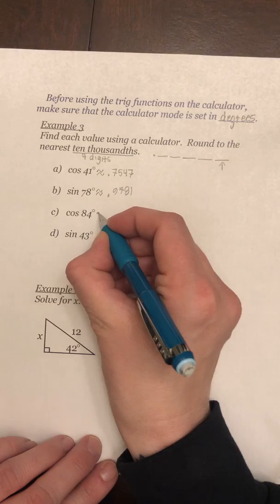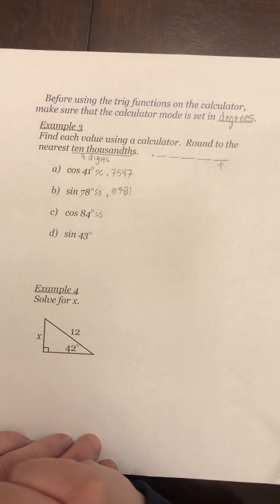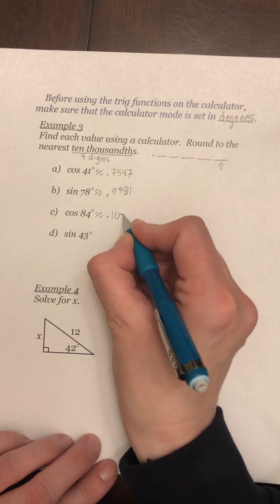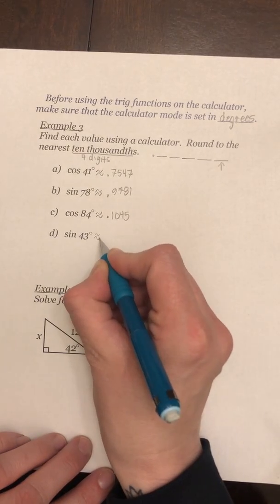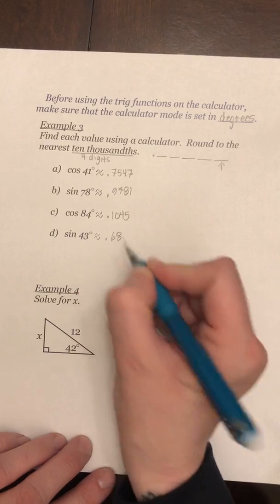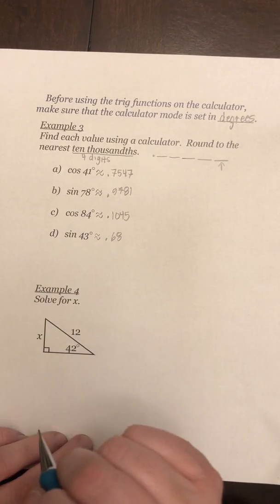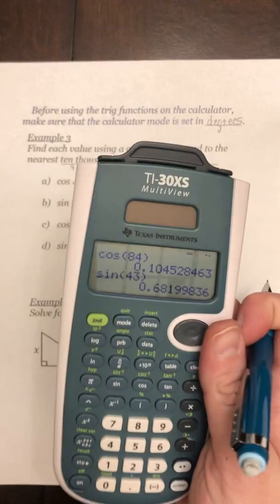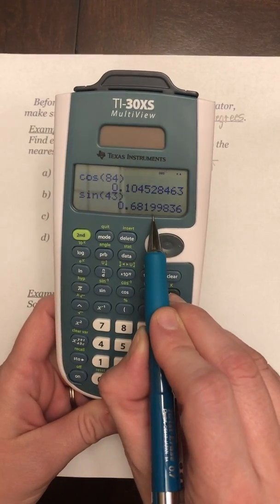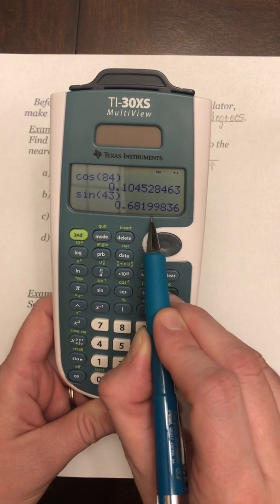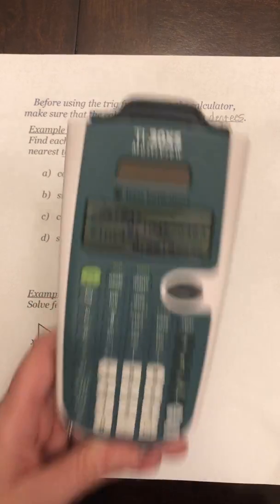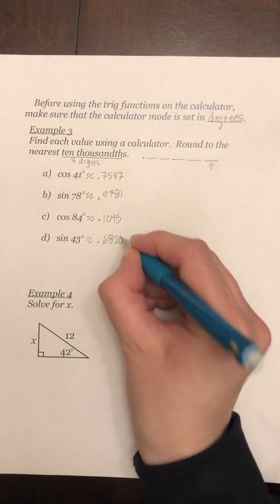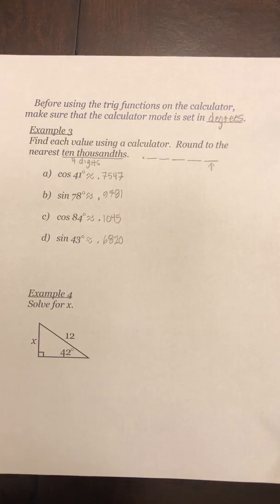All right, let's do cosine of 84. Again, you're just punching it in. We're going to use the approximate symbol, and I am getting 0.1045. And last one, we're going to do sine of 43 degrees, and I'm getting 0.68. Now look at these next two digits, 199. Well, this 9 tells me that this has to go up. Well, what happens if this goes up? That goes up too. So the 19 then turns into a 20, so 0.6820.